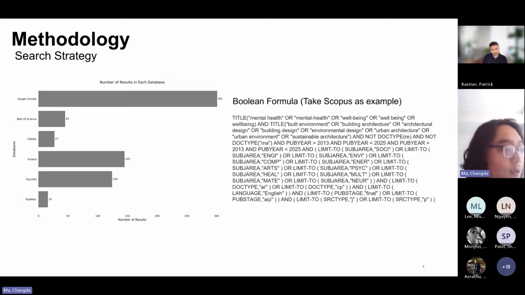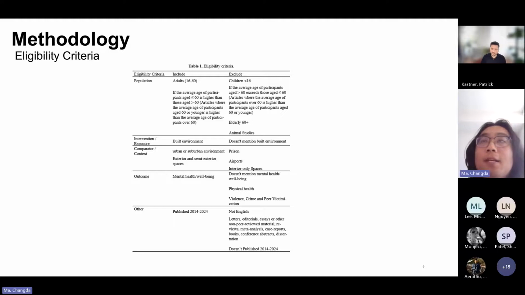As for the strategy to search, we use some Boolean formula in different databases. This is the example of Scopus. When we use Boolean formula, we limited the published years from 2014 to 2024, and also limited some disciplines when we use databases like Google Scholar, Web of Science, or Scopus. And this is our eligibility criteria sheet.